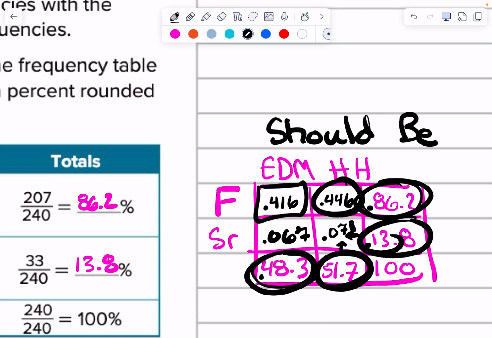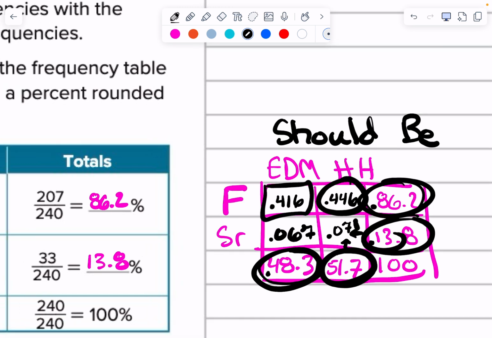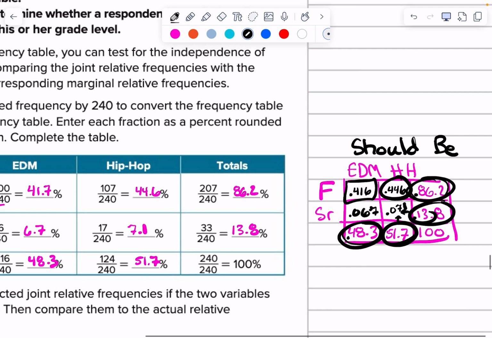If these two things are not related, meaning they're independent of one another, this is what the table should look like. Is that what my other numbers inside of here are? Yes. So that means it's independent. It does not matter how old you are; you're not predisposed to choosing one or the other. If these joint frequencies don't match these after you multiply and put them in the right spot, then they are dependent.